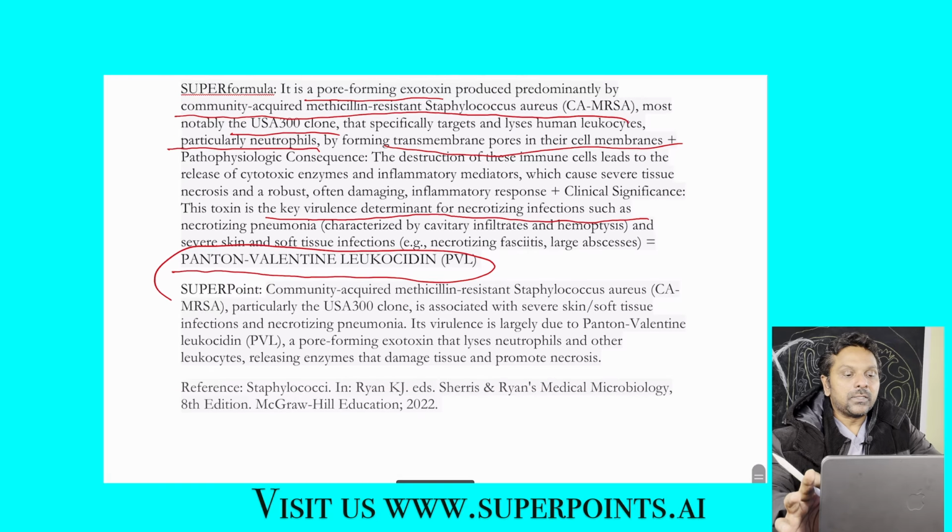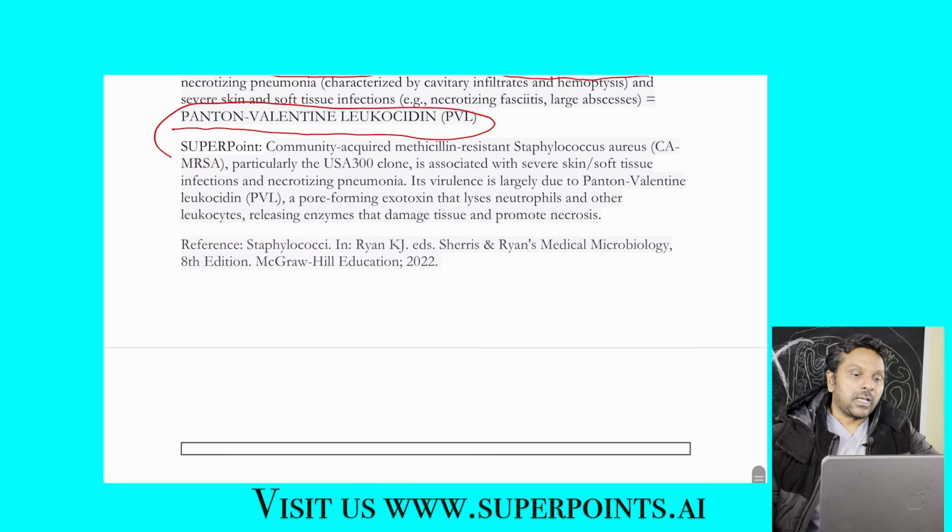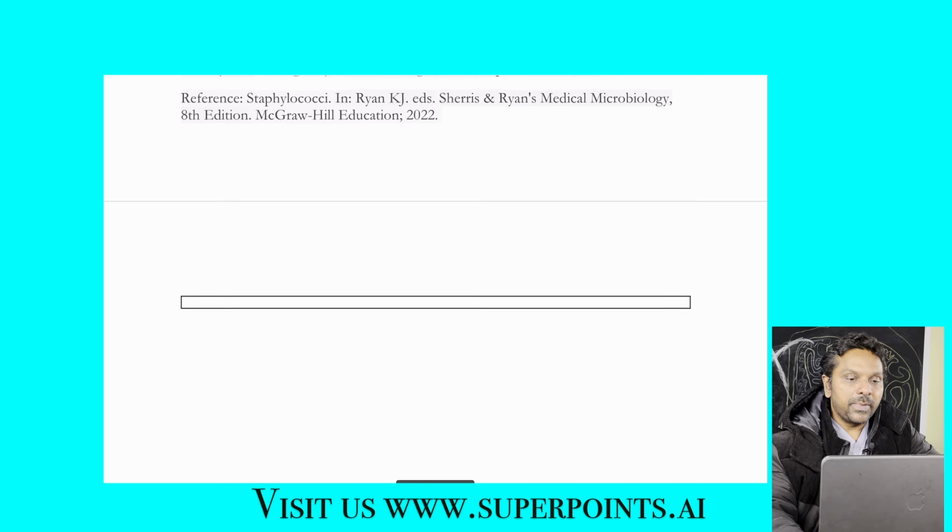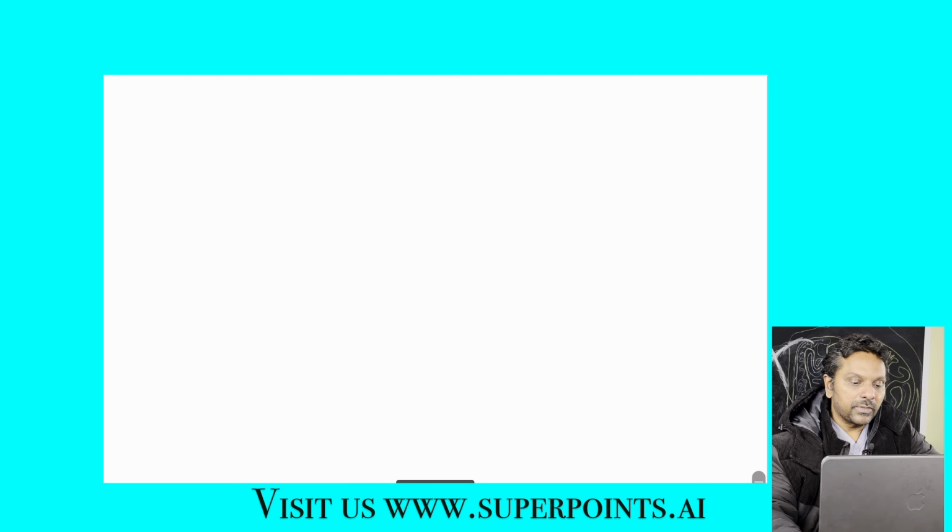All right. So the super point here is community acquired methicillin resistant Staphylococcus aureus, CA-MRSA, particularly the USA 300 clone, is associated with severe skin and soft tissue infections and necrotizing pneumonia. Its virulence is largely due to Panton-Valentine leukocidin, PVL, a pore-forming exotoxin that lyses neutrophils and other leukocytes, releasing enzymes that damage tissue and promote necrosis.